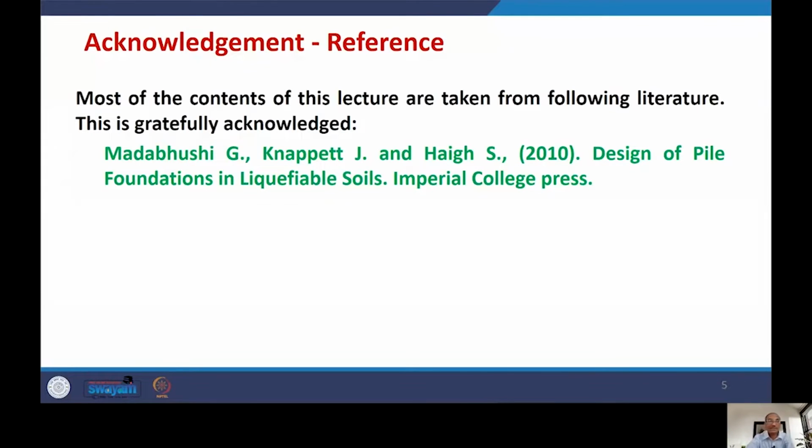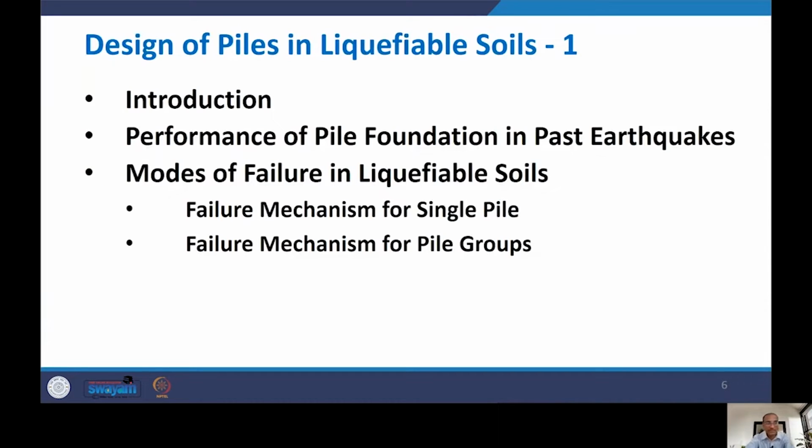Now, let's discuss the contents of today's lecture. We are going to talk about design of piles in liquefiable soils, that is lecture 1, and perhaps we'll discuss another lecture on the same topic. First, the introduction and the key issues. Second, performance of pile foundations in past earthquakes, how they have performed, particularly what the failures of those foundations were due to liquefaction or due to shaking. The next is modes of failure in liquefiable soils, which will be covered in two parts: one is the failure mechanism for a single pile, and the second is the failure mechanism for pile groups.